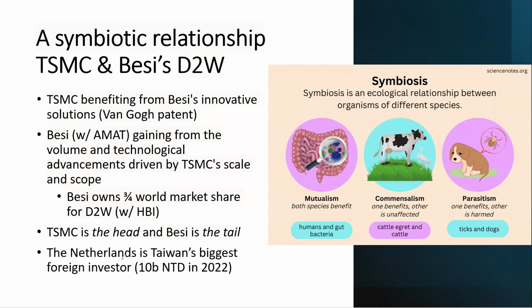And it's interesting to know that the Netherlands is Taiwan's biggest foreign investor, with 10 billion NTD two years ago. This investment is because of ASML and this company. Besi is not exactly a Netherlands company, it's an Australian company, but Taiwan's investment in the Netherlands and the area around it is huge. Just a side note, FYI.